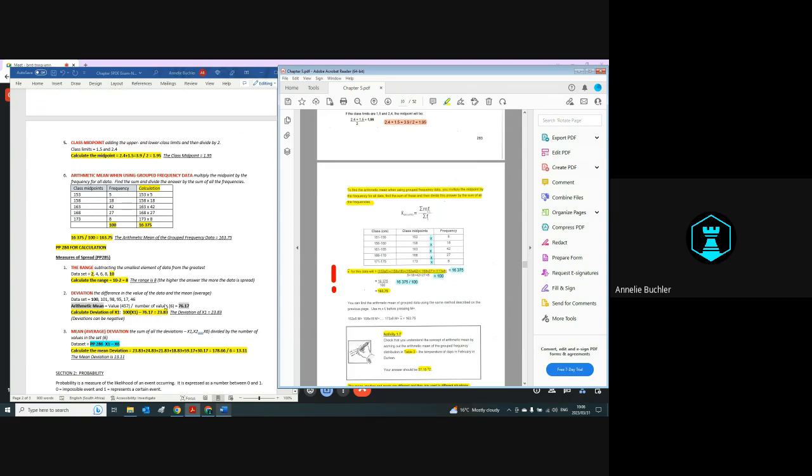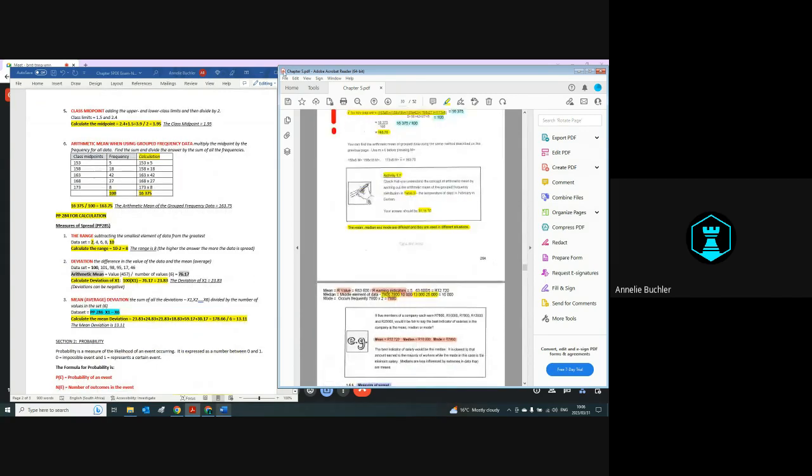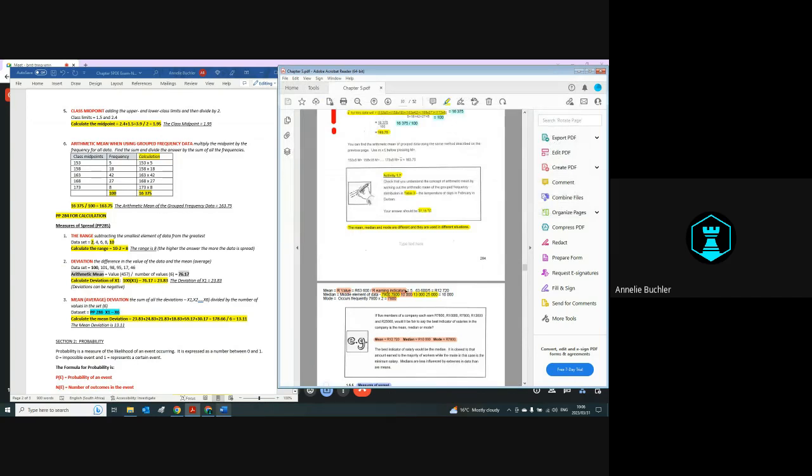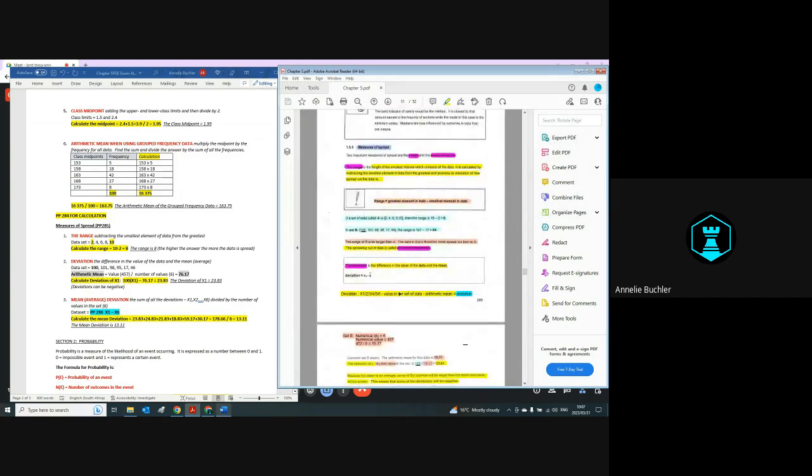Now we're going to look at the measures, how the data is spread, okay? You get 3. You get the range, okay? I just want to save this file, save it quickly. Okay, the data spread, the measures of spread, we are here. Now, the range. The range is subtracting the smallest element of the data from the greatest. Okay, so now you have your data set. Now you subtract the smallest element from the greatest. So the smallest element is 2. You're going to subtract 2 from the greatest element, which is 10, and it equals 8. So the range is 8.